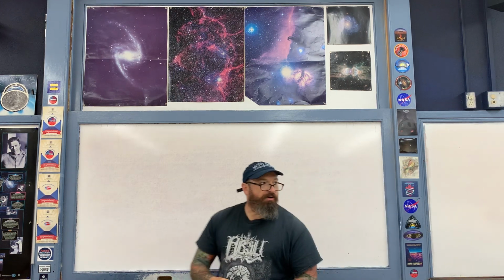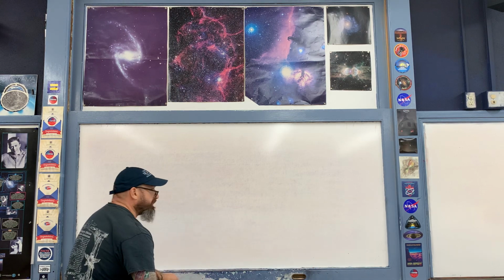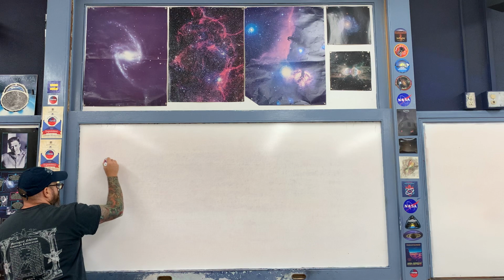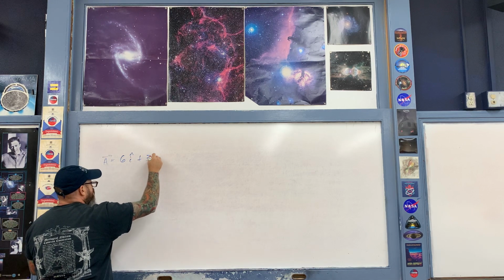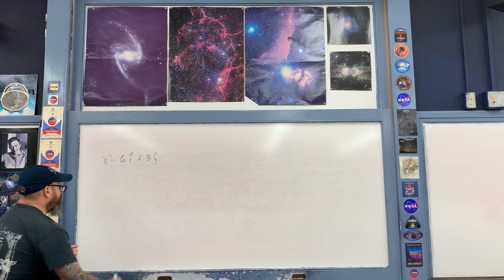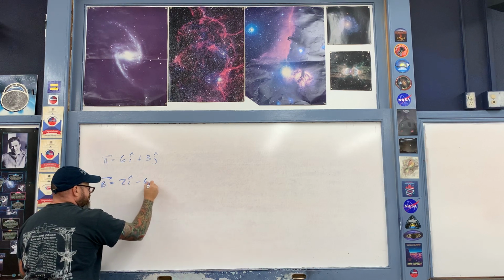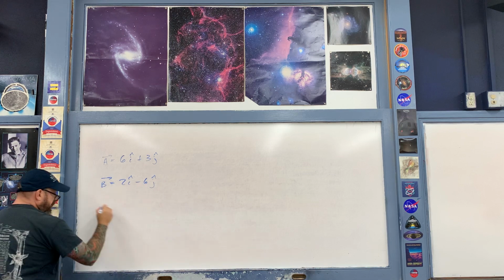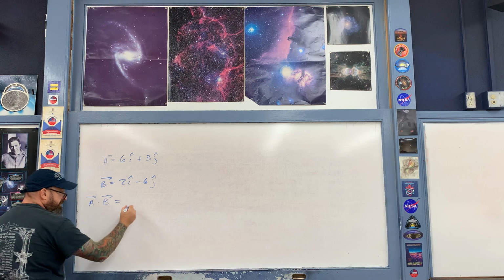And now let me read the problem to you. It says, find the dot product of the following 2 vectors. So first of all, vector A. Vector A is 6i hat plus 3j hat. And then we have vector B, which is 2i hat minus 6j hat. And now keep in mind that when we calculate the dot product, A dot B, we need 3 things.